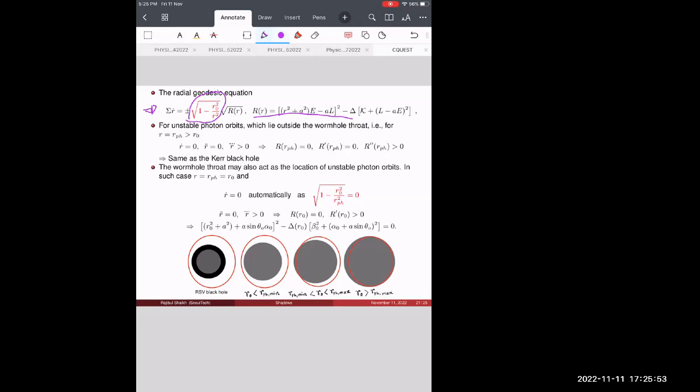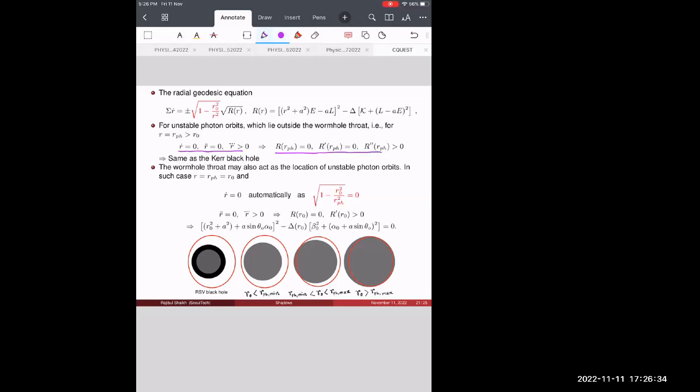Therefore, when we find the unstable circular orbits in this case, we need to be a little bit careful, because we know that in the wormhole case, the wormhole throat can also act as an effective photon location of unstable circular orbits. Therefore, suppose all the unstable circular orbits lie outside the wormhole throat, then the unstable circular orbit radius condition translates in terms of R in these equations.